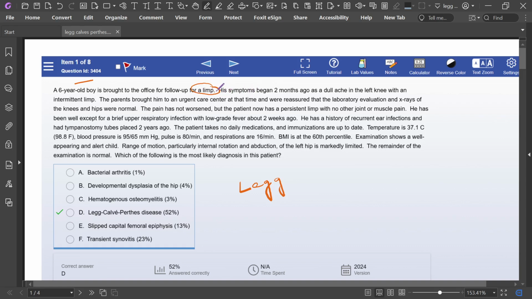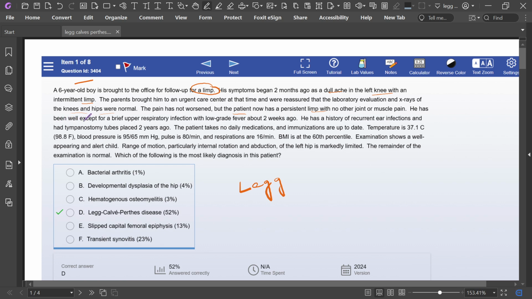Why? Due to a limp. The symptom began 2 months ago with a dull ache, left knee pain with an intermittent limp. The patient was brought to urgent care, and X-rays of the knee and hip are normal. The pain has not worsened, but the patient now has a persistent limp.